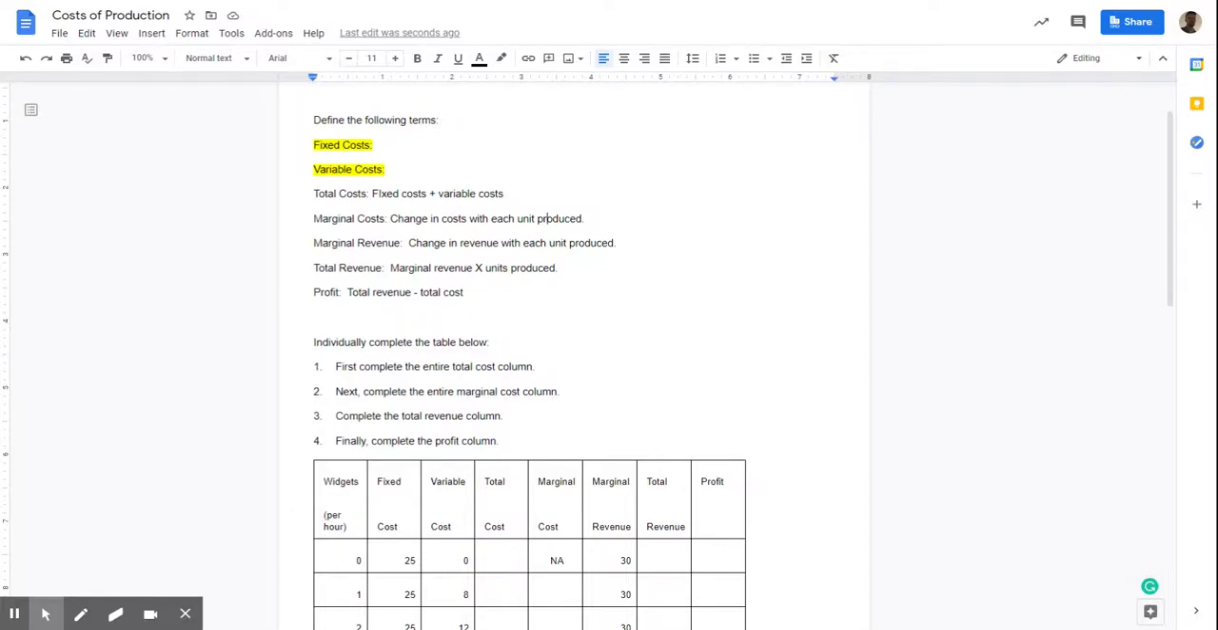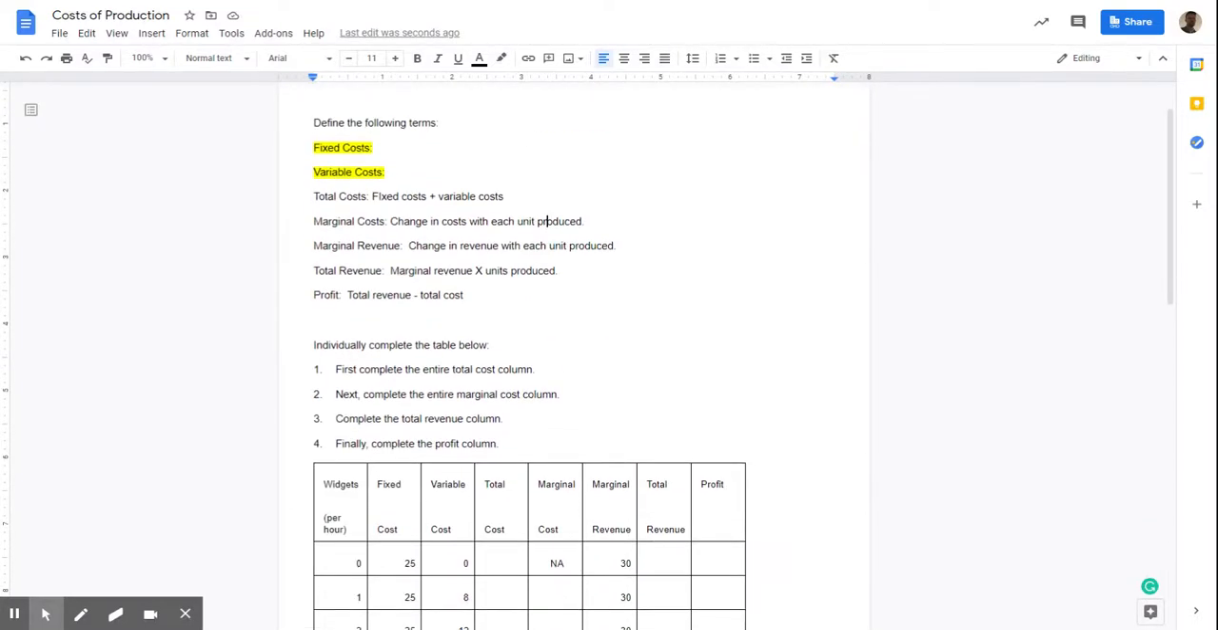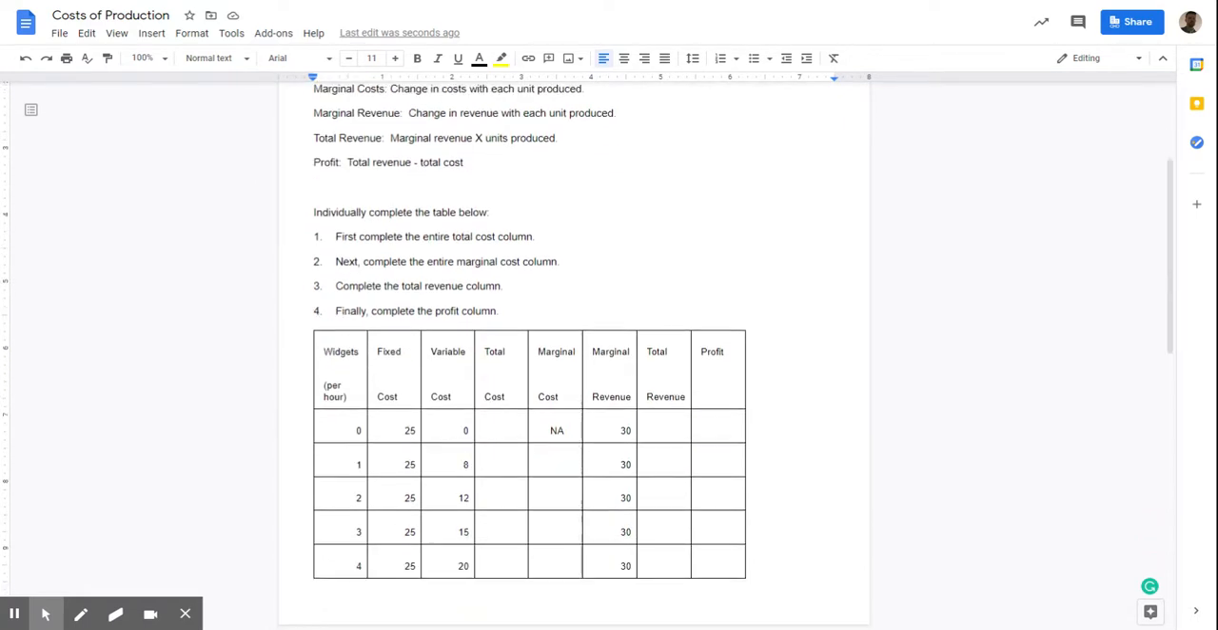Hi, this is Mr. Smith going over the cost of production. You just need to define these two terms, fixed cost and variable costs. Everything else here is defined for you.